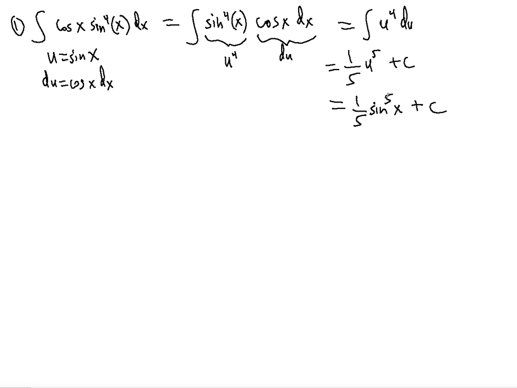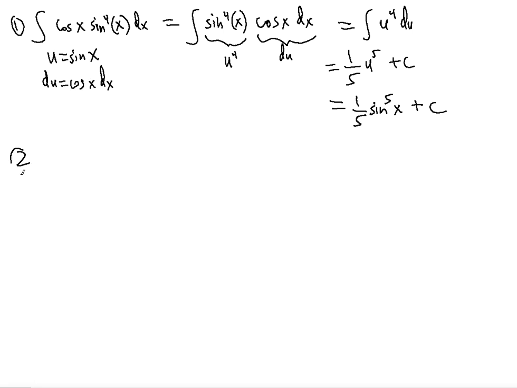Okay, so sine x is raised to the fifth power, and using the antiderivative power rule, you should know that we divide by the resulting power of u, and that means that we will have 1/5 as the coefficient. And then we substitute back the u in terms of sine x, right?